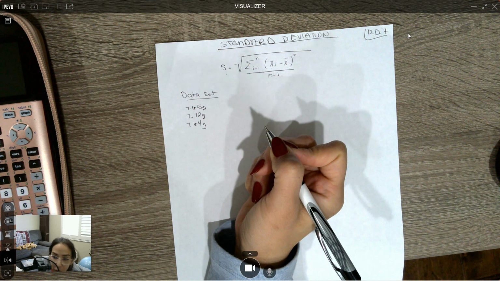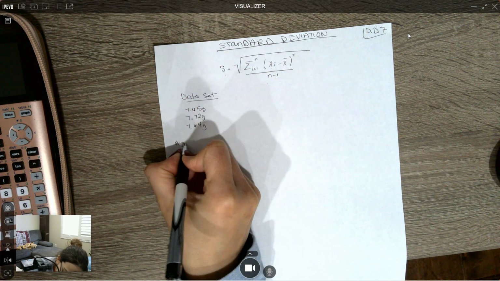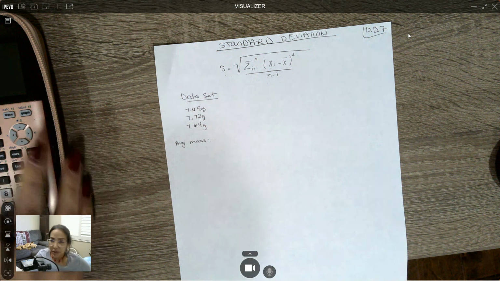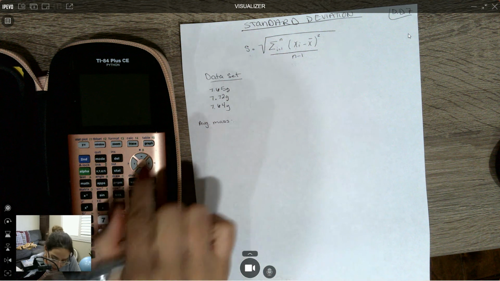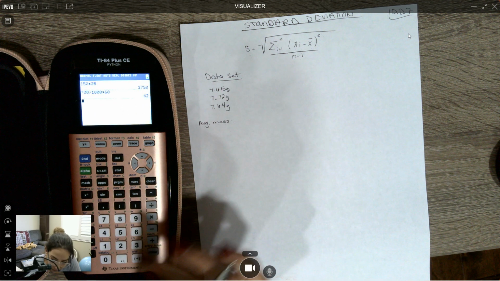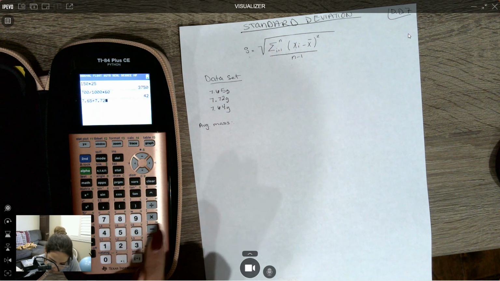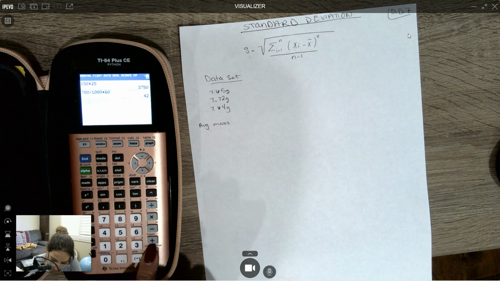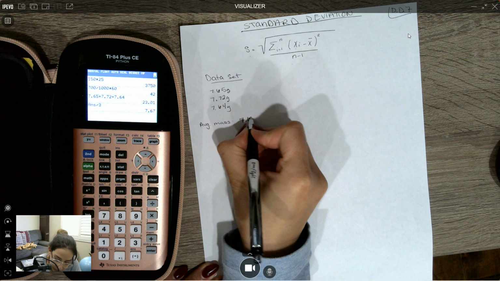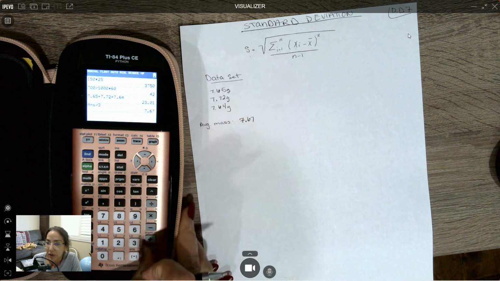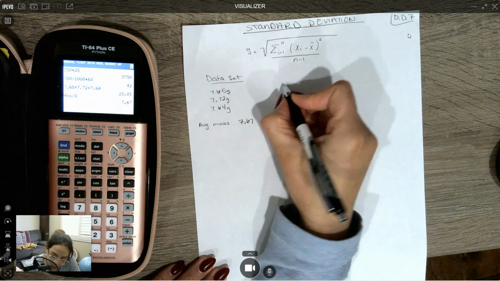Okay. Now, what we need to obtain from these is we're going to have to obtain the average mass. Now, it gives it to us, but we're going to go ahead and do it ourselves. So the average mass is we're going to take all of these, add them together, and divide it by the amount we have. So 7.65 plus 7.72 plus 7.64 divided by 3. Okay, and we get an average mass of 7.67. Okay, now that we have this information, we're going to go ahead and plug it into our standard deviation equation.